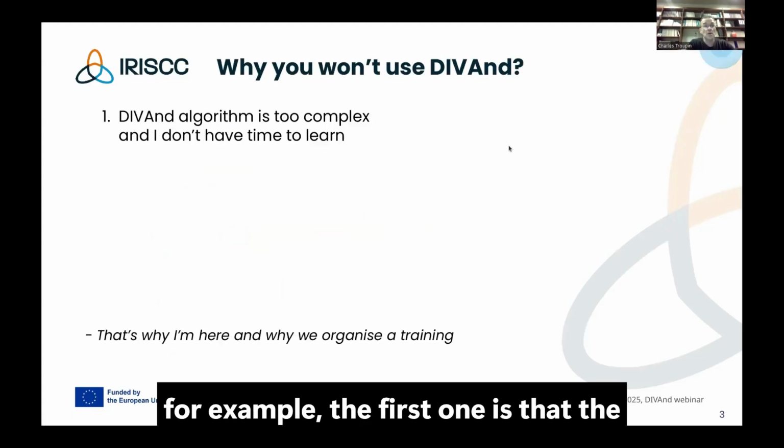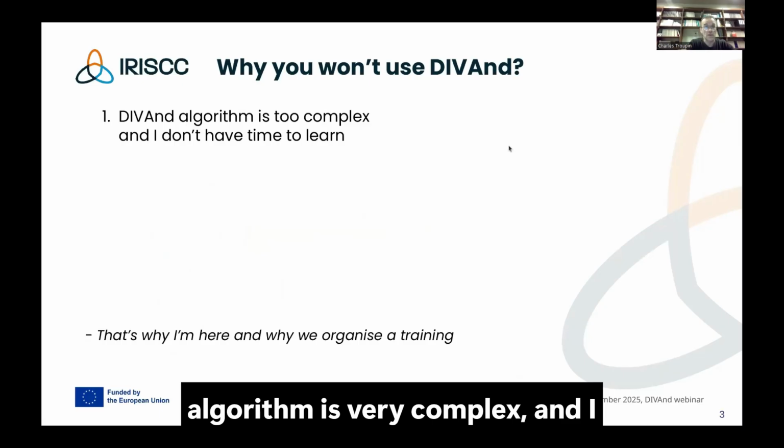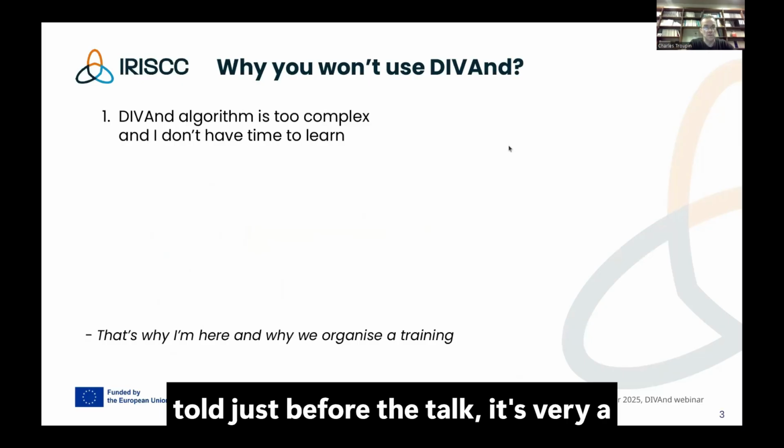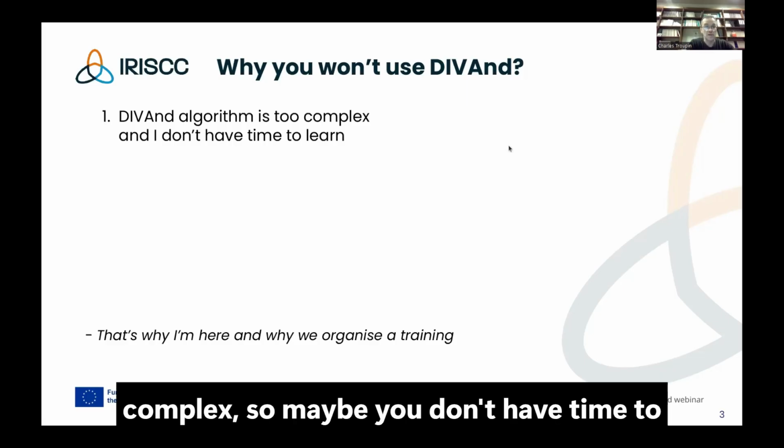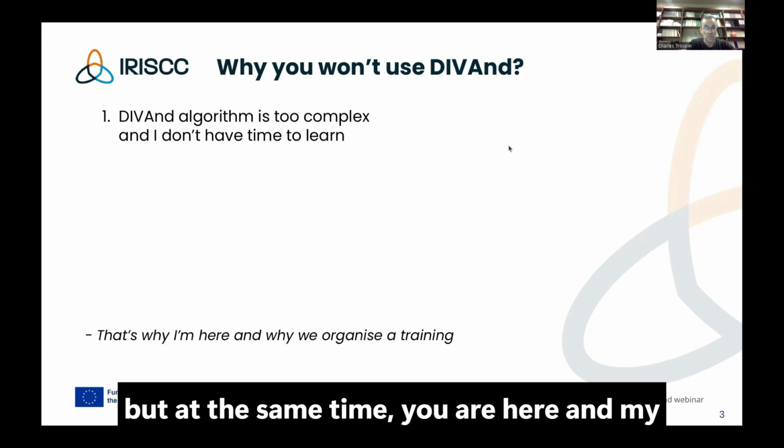So for example, the first one is that the algorithm is very complex. And I told Benyat just before the talk, it has a lot of mathematical equations, etc. It's complex, so maybe you don't have time to learn, and I think it's a good reason, but at the same time, you are here and my colleagues are here to help you.